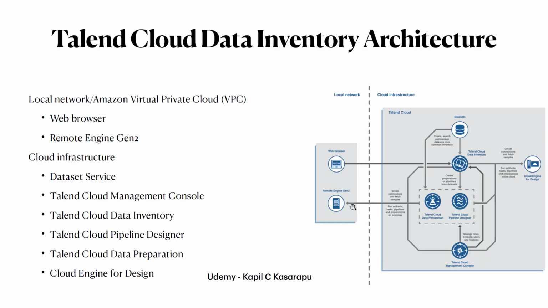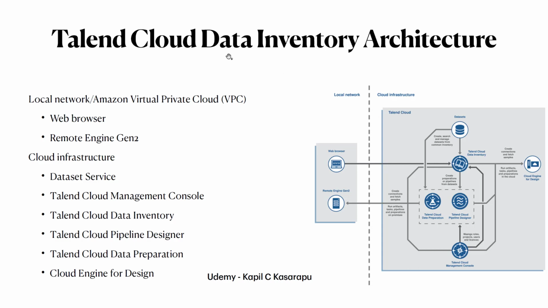Now let's look at how data inventory fits into Talent Cloud architecture. This diagram, you are already familiar with it from our Talent Management Console section, where on the left side you have the local network, and on the right side you have the cloud infrastructure network, which is maintained by Talent itself. That's why you are seeing Talent Cloud at the top.